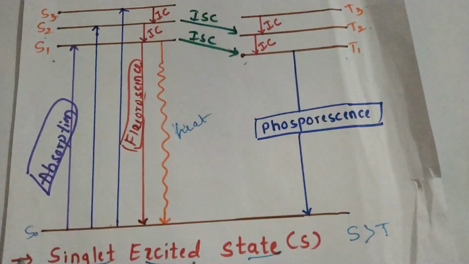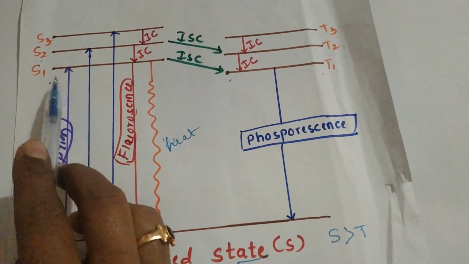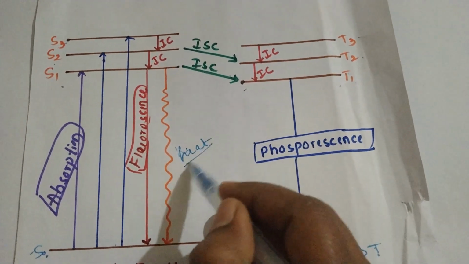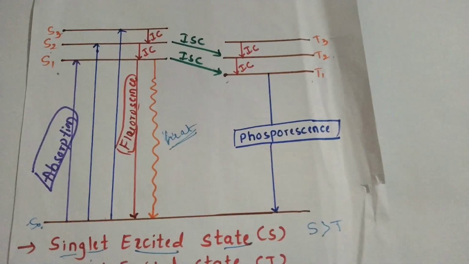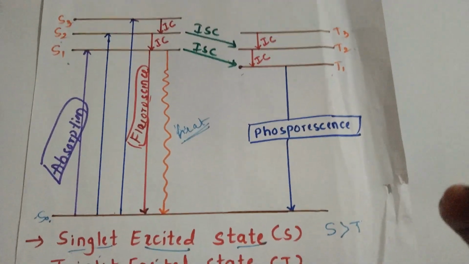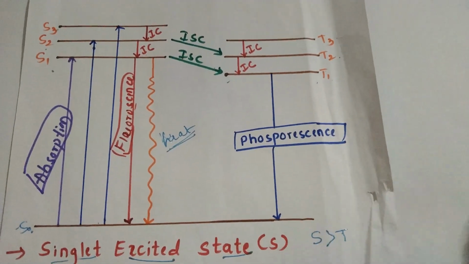See, when an electron transits from S0 to S1, if it returns to the ground state by losing energy in the form of heat, this process is called a non-radiative process.